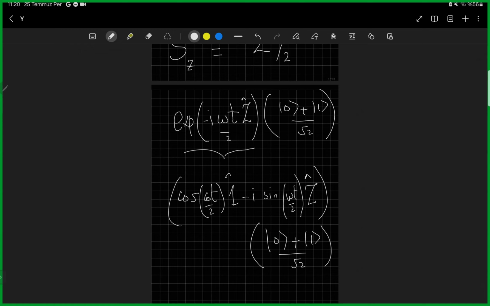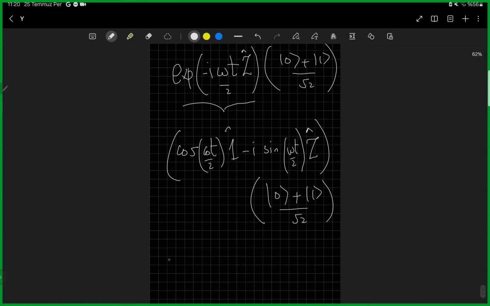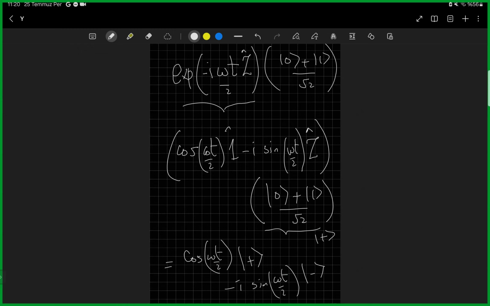So this is the state at some later time, which turns out to be cosine omega t over 2 times the state, let's just call it x plus, minus i sine omega t over 2 times x minus. This state is along the diagonal direction. So after some time, when you place the spin inside the magnetic field, it evolves with time into this form.